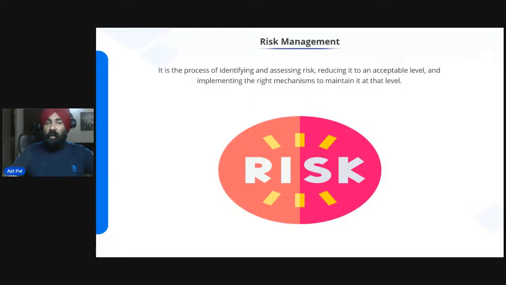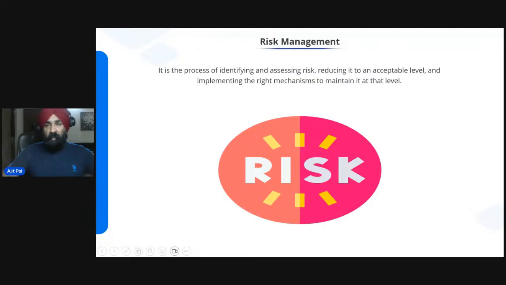And then implement controls in order to reduce the risk to an acceptable level. Always remember, risk can never be eliminated completely. It will always be reduced to a certain level, and that is defined by the top level management of an organization.